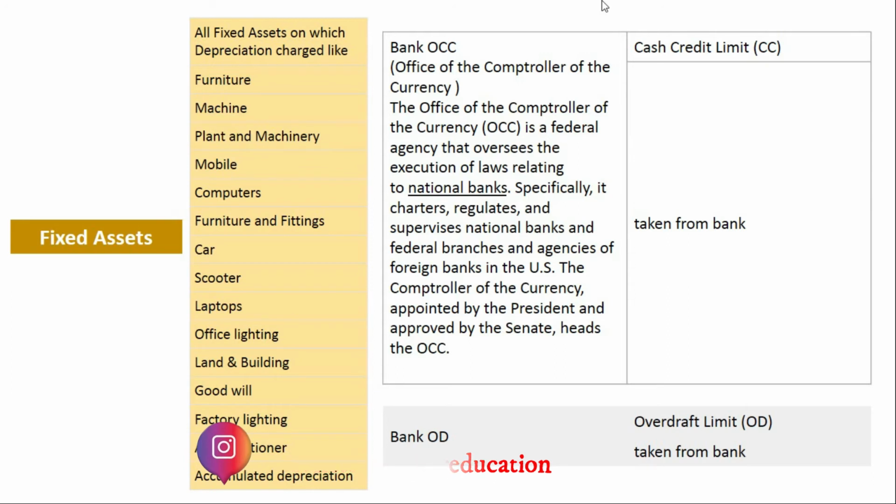Now here we have something known as bank OCC and bank OD. Bank OD is obviously the overdraft limit taken from the bank. Then we have bank OCC, the Office of the Comptroller of the Currency, a federal agency that oversees the execution of the law relating to national banks. The Comptroller of the Currency, appointed by the President and approved by the Senate, heads the OCC. It is basically taken from the bank.